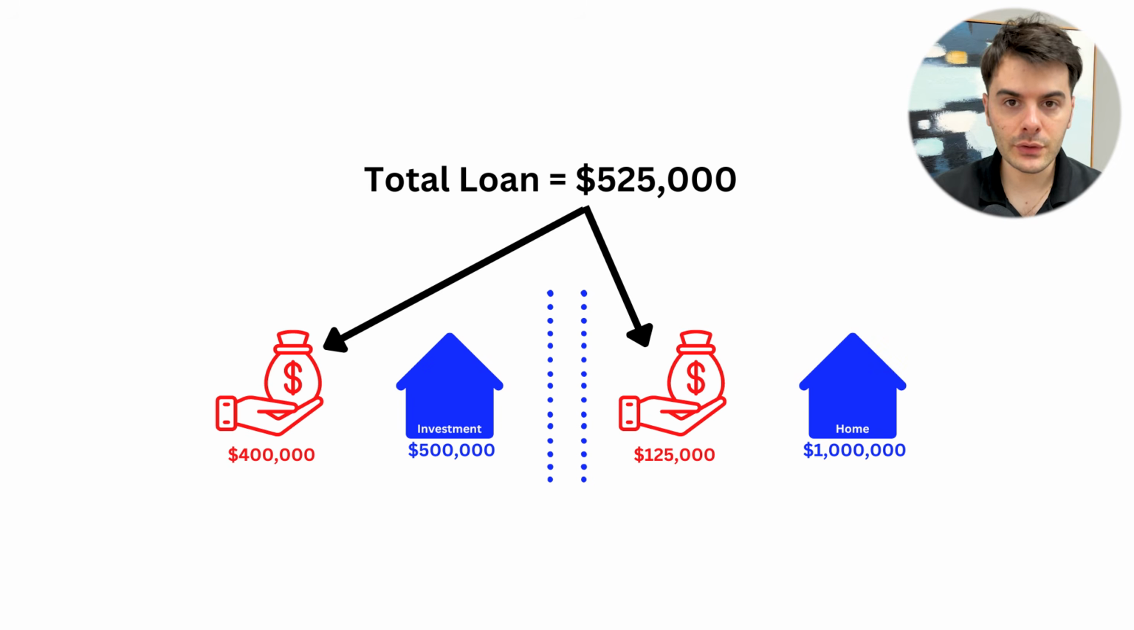The second loan of $125,000 would be secured by your home, and as before, you would still be borrowing the total $525,000, but rather than being one loan secured by two properties, you have two loans, each separately secured by two different properties, therefore allowing you to use two different banks if you so desire.